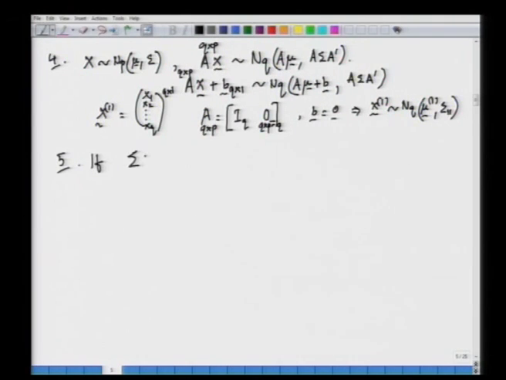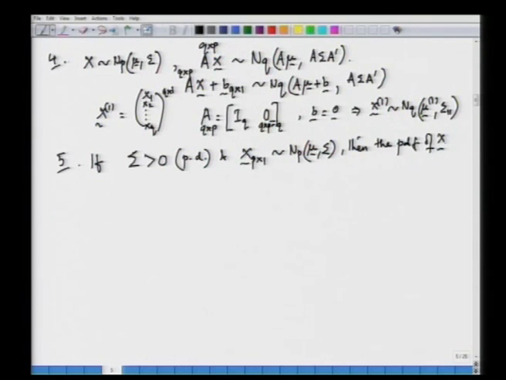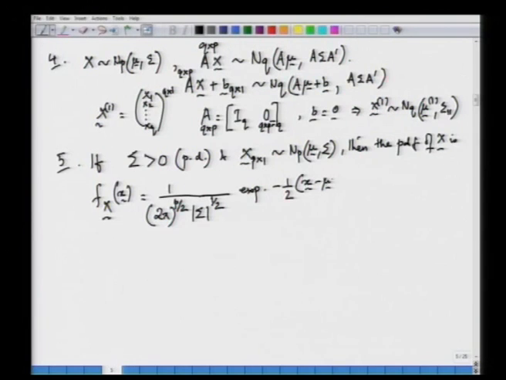If sigma is, by this notation we mean that sigma is a positive definite matrix, and x follows normal p mu sigma, then the PDF of x, f of x at the point x, is 1 by 2 pi to the power p by 2, determinant of sigma to the power half, and then we have an exponent term which is minus half x minus mu transpose sigma inverse, which is defined because we have taken sigma as a positive definite matrix, times x minus mu.